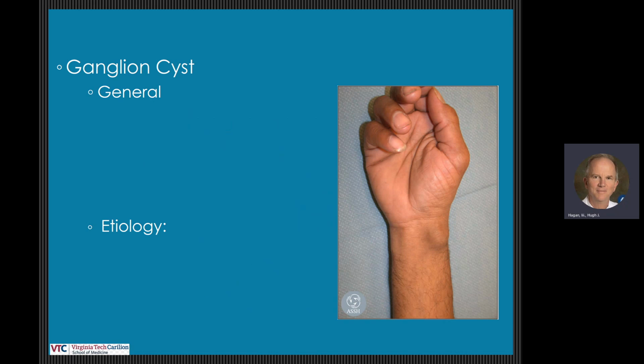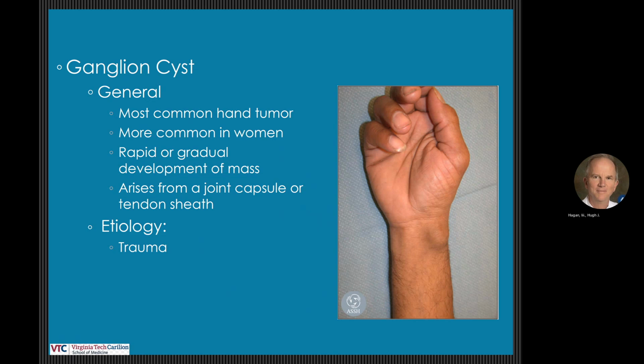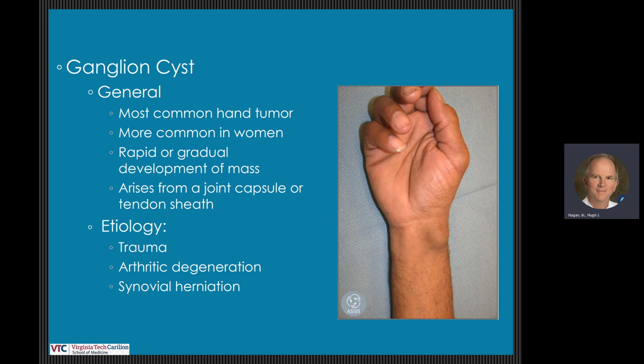We'll start with ganglion cysts. In general, these are the most common hand tumors. They're more common in women. They can experience either rapid or gradual development, and they generally arise from a joint capsule or a tendon sheath. They can be post-traumatic in origin. They can be a result of arthritic degeneration. They can be associated with a synovial herniation.